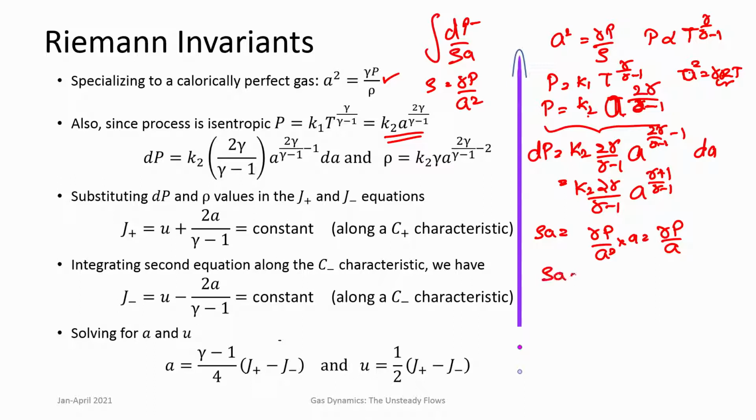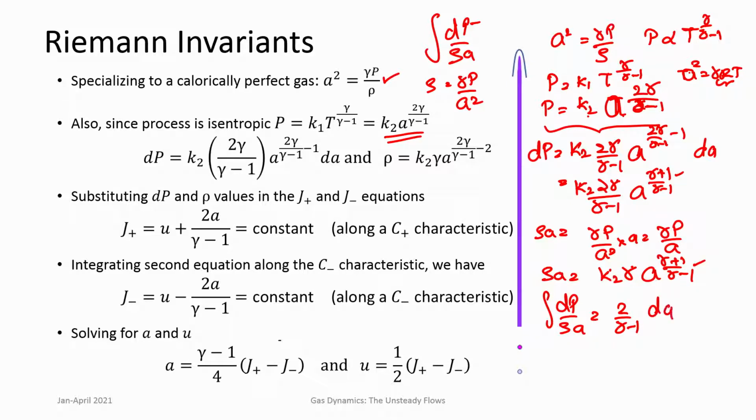So rho a also turns out to be k2 gamma a power gamma plus 1 by gamma minus 1. Now this term dp by rho a will turn out to be, if you put things together, there is a 2 here, this gamma gets cancelled with this gamma, k2 goes off with this k2. So you have 2 by gamma minus 1, this a power gamma plus 1 goes by this a power gamma plus 1.